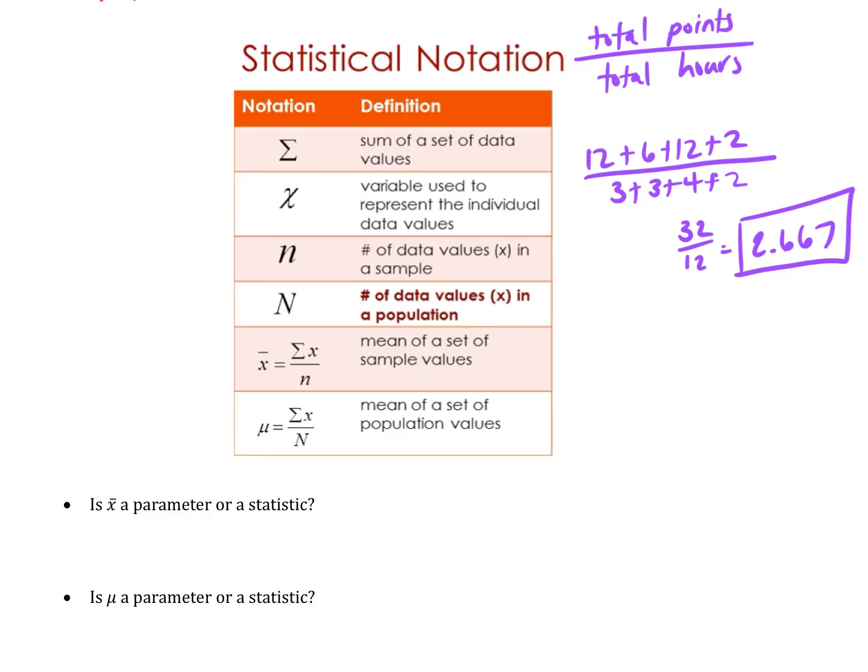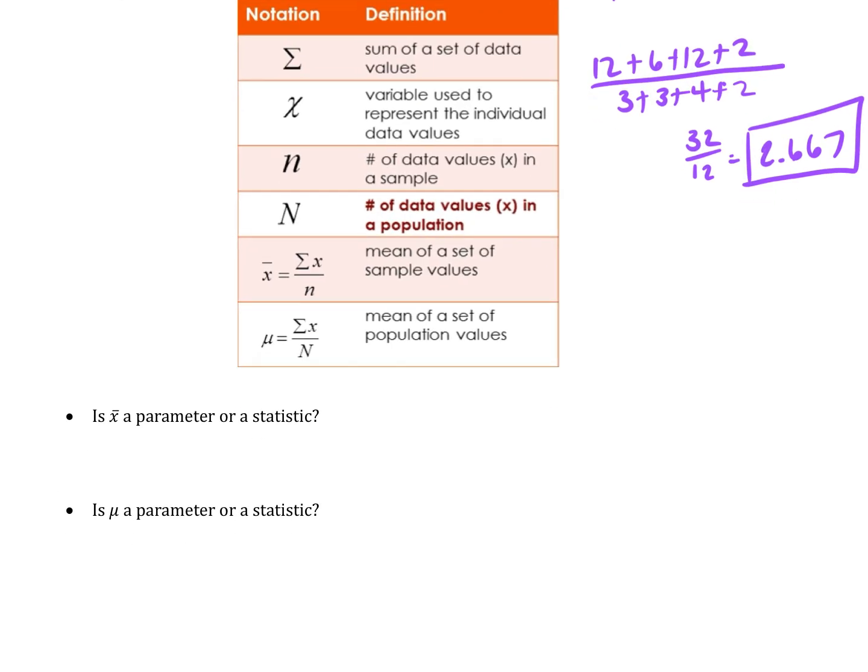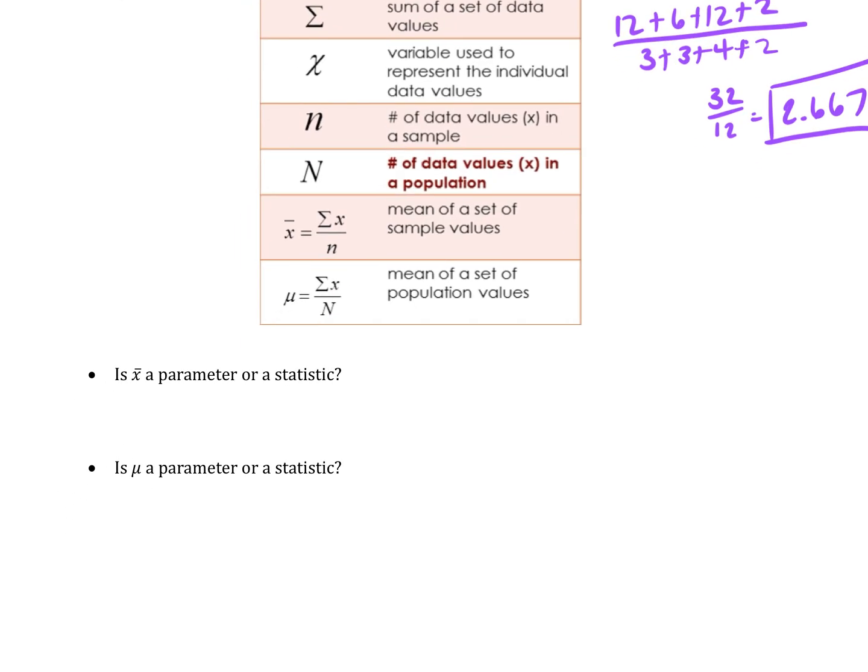So you have to know what each of those are. I don't write sample average. I write X bar equals. Okay, so you have to know what everything is. So is X bar a parameter or a statistic? Why? Because it represents a sample. Is mu a parameter or a statistic? Parameter.